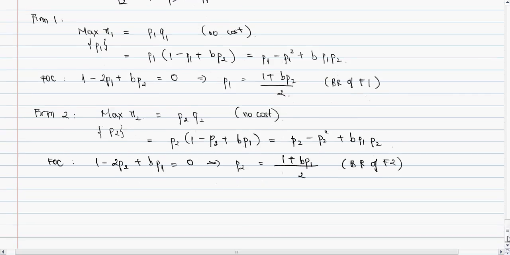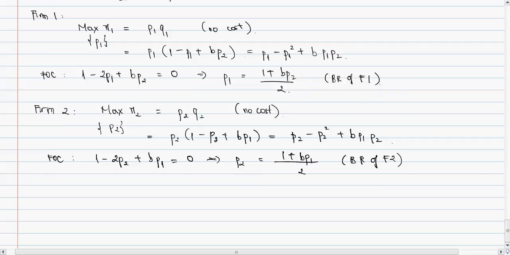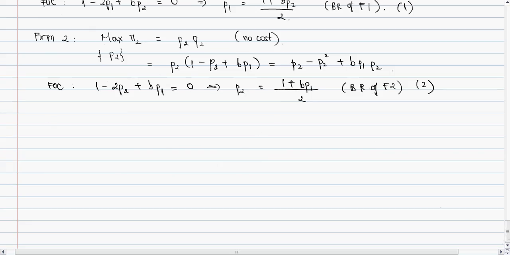Just like before, I'll call this the first equation and this the second equation. Now we have two equations and two variables to solve for, which are P1 and P2. That is very straightforward: we solve the two equations simultaneously because firms are choosing their prices simultaneously. I substitute the second into the first, just like what I did before.